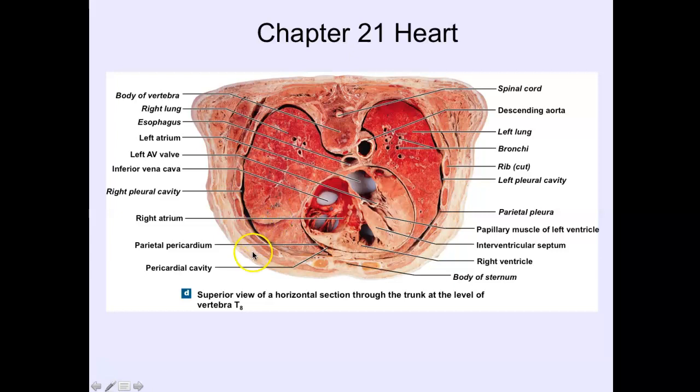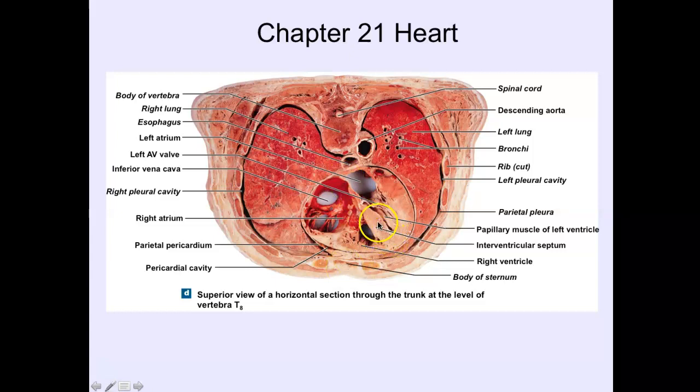So when you look at this horizontal section at the trunk, we can see we have a nice big lung here, another left lung here, so right and left. And then we have our heart, and our heart is nestled sort of between our lungs, and it's protected anteriorly by the sternum. So there's the body of the sternum. And we can see that the heart is divided in half like this.